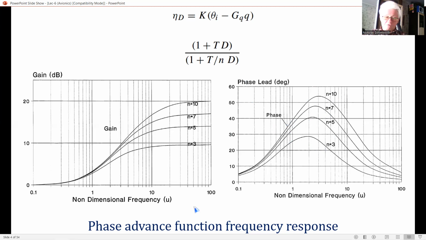The amount of phase advance is determined by the value of n and is generally limited by the resulting increase in gain at high frequency and the need to avoid exciting structural resonance modes. Typical values used for n are between 4 and 5, giving a maximum phase lead of about 40 degrees.